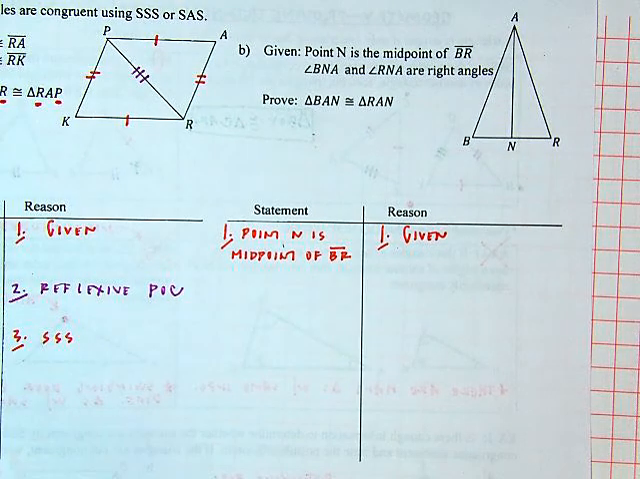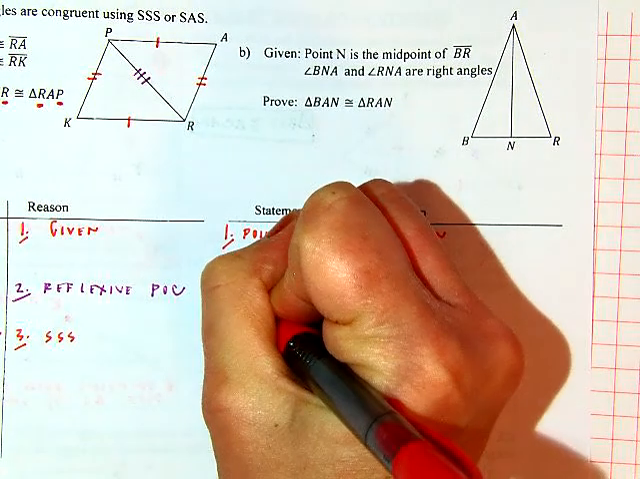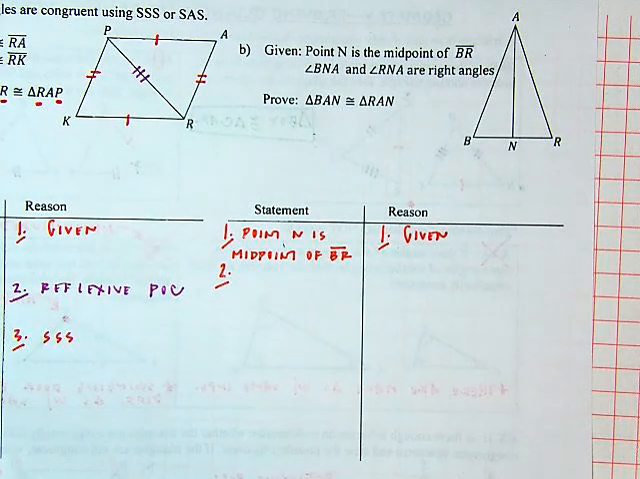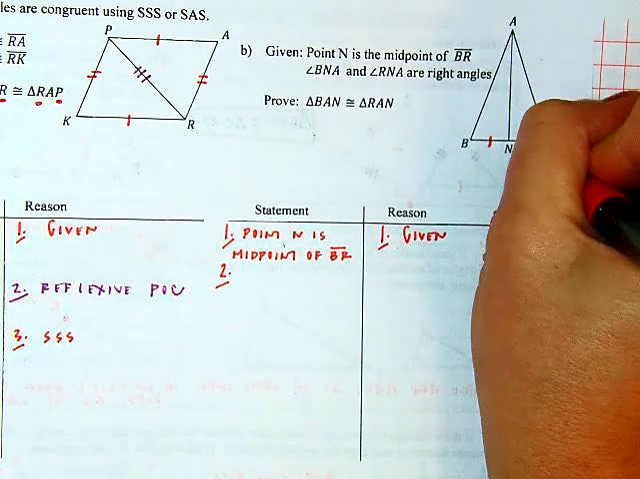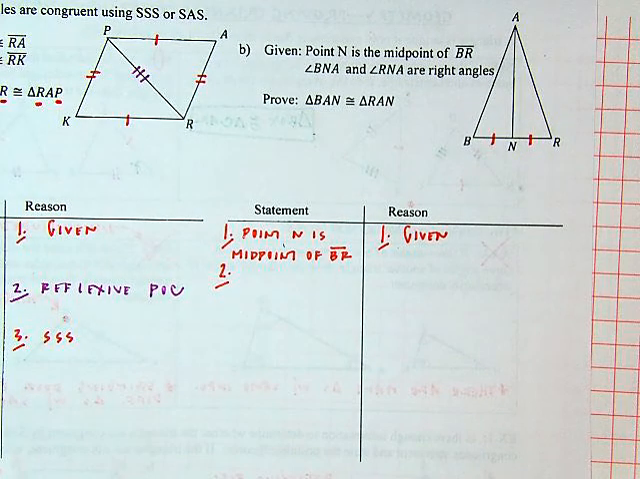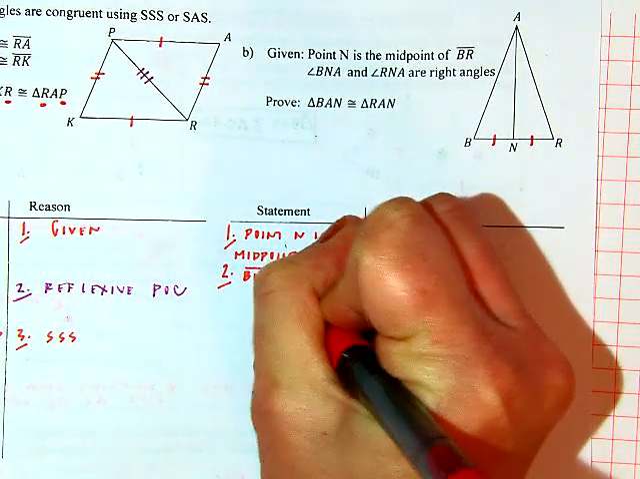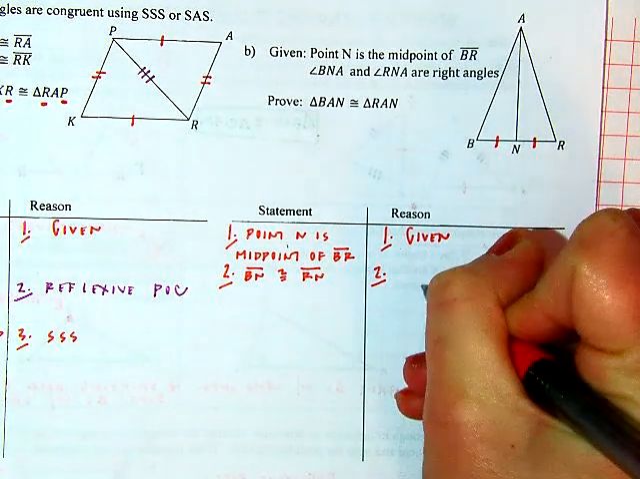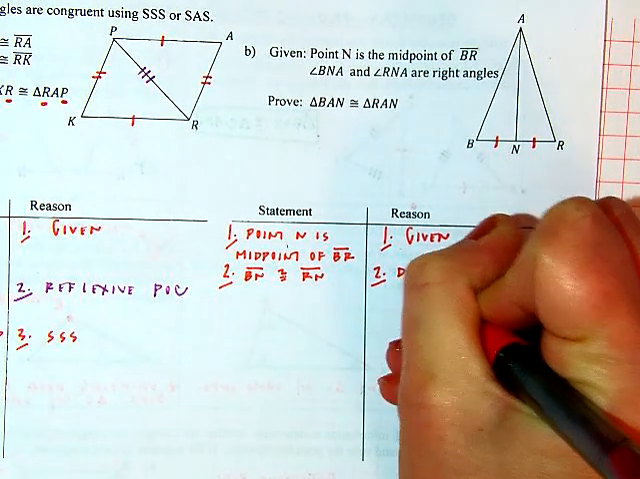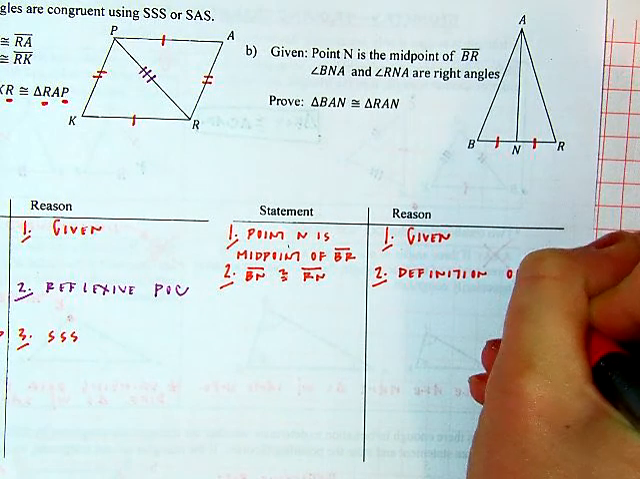Okay, if I'm told that something is a midpoint, what does that mean? Well, if something is a midpoint, it bisects a larger segment. So it splits this segment here into 2 congruent parts. So that leads me to BN is congruent to RN. My reason, it's simply what it means to be a midpoint. So definition of midpoint.